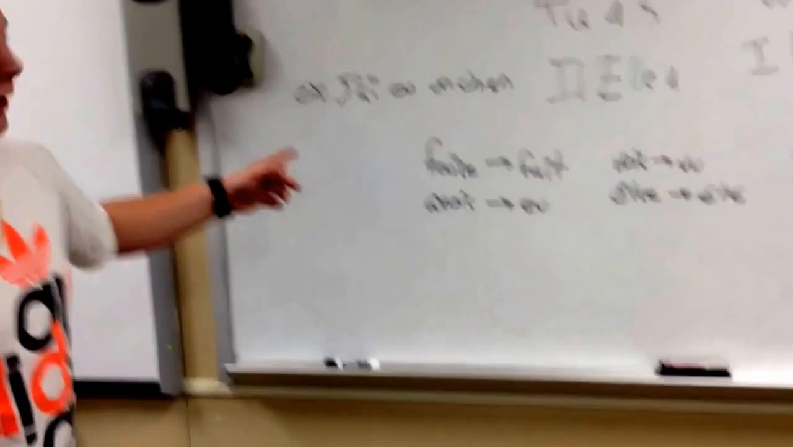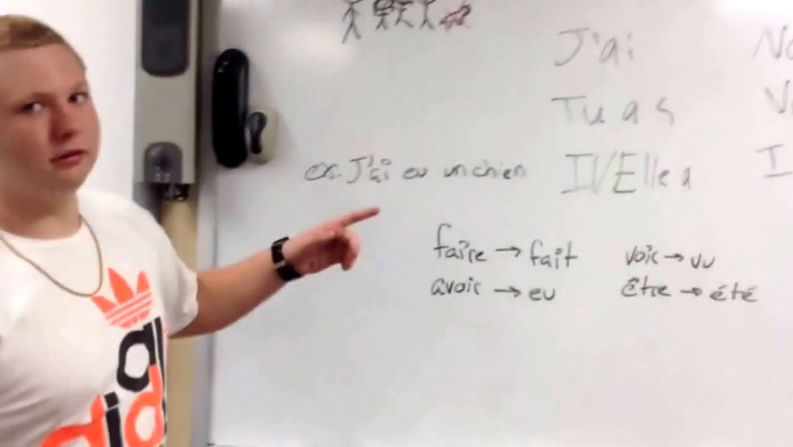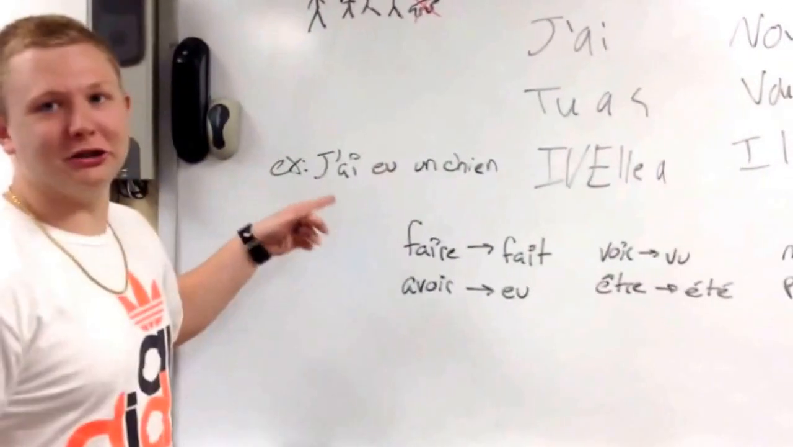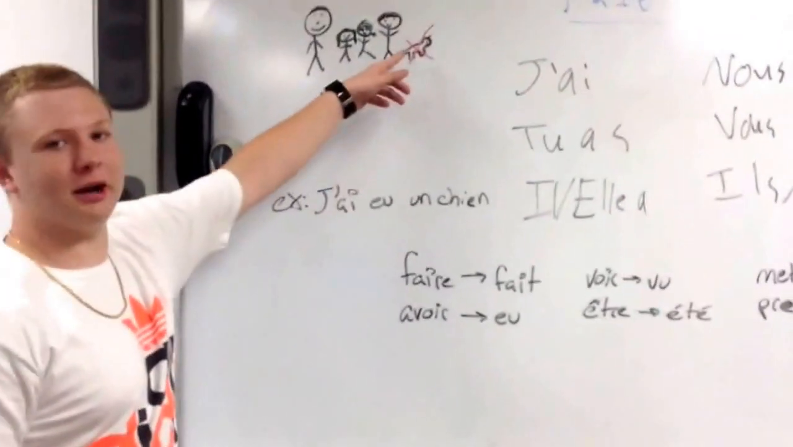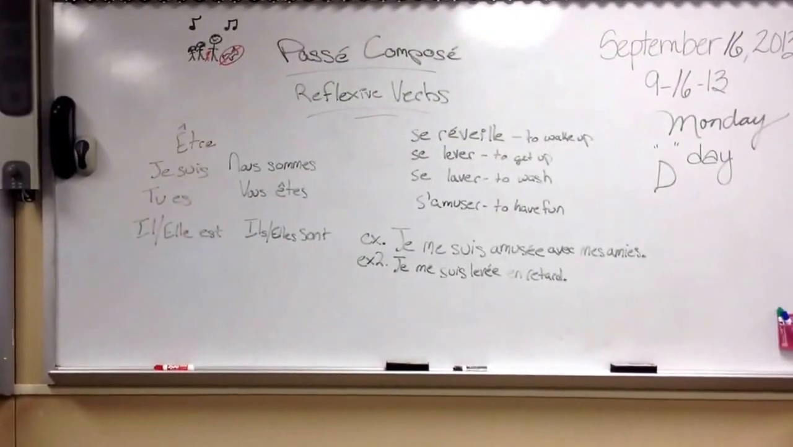We got an example here. It says, I had a dog. Well, now what's that in French? J'ai eu un chien. Okay. And then the dog died. Aw, poor doggy.